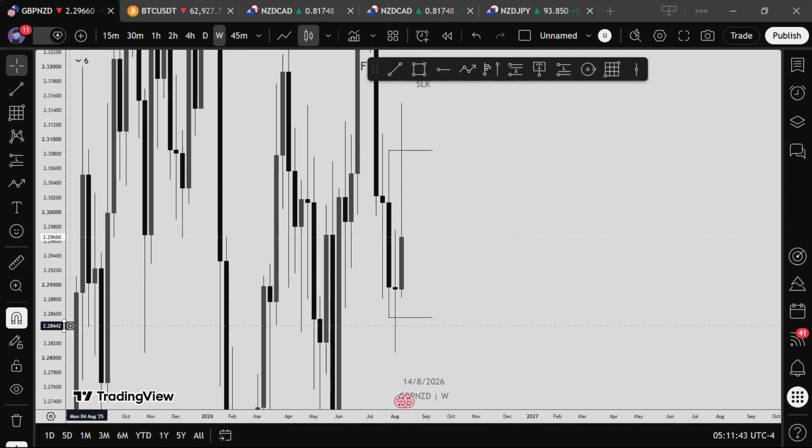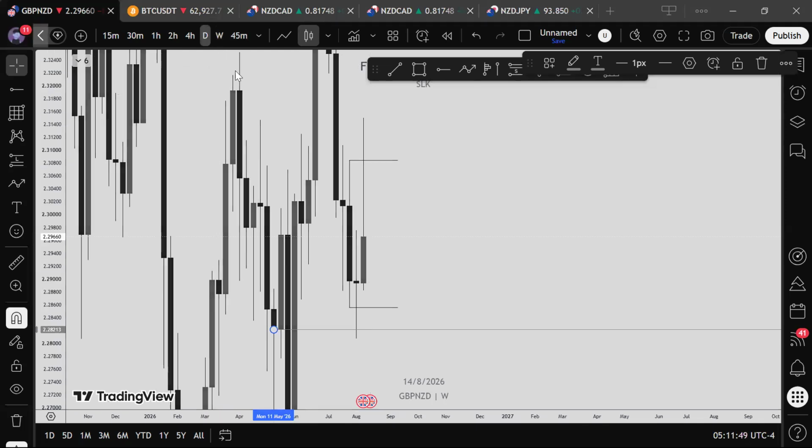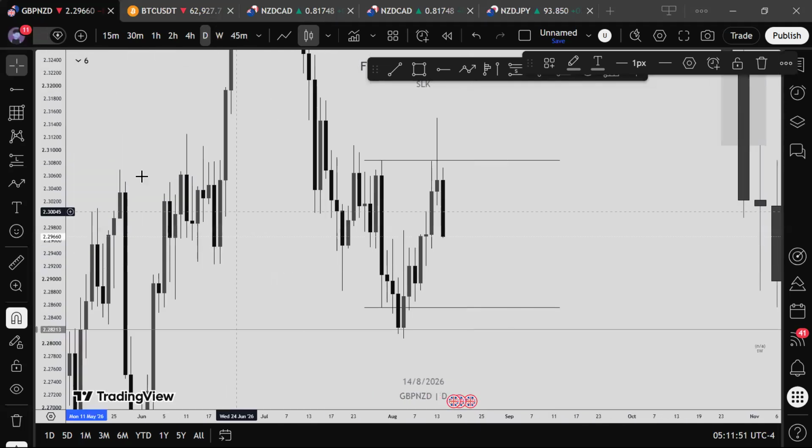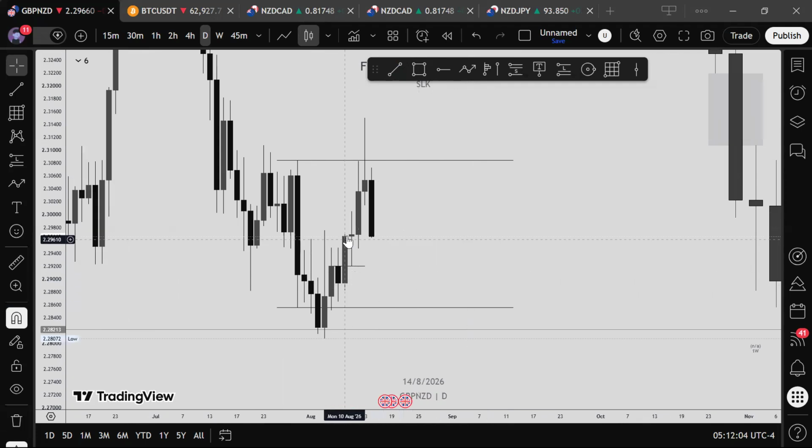So for us to confirm this from the weekly, as usual, we go to the daily. And on the daily, we had a breakout to the upside. This was on Monday, right? So coming to the chart on Monday, this is what we had, right? We had this daily breakout, confirming our weekly direction.